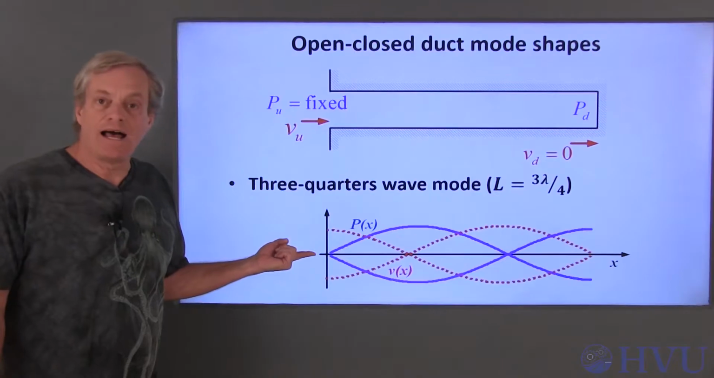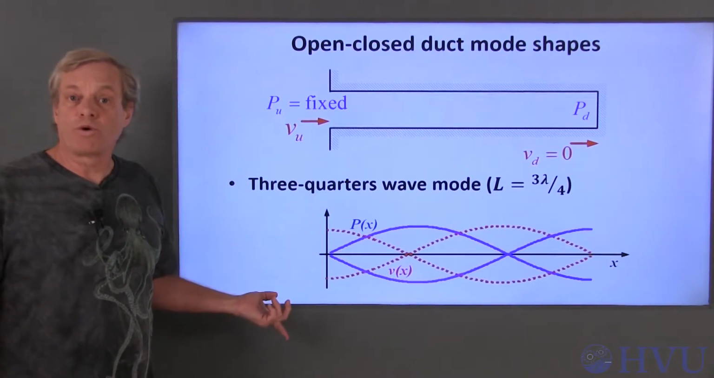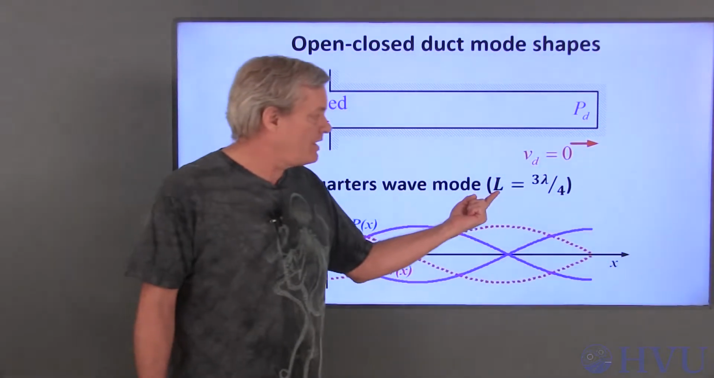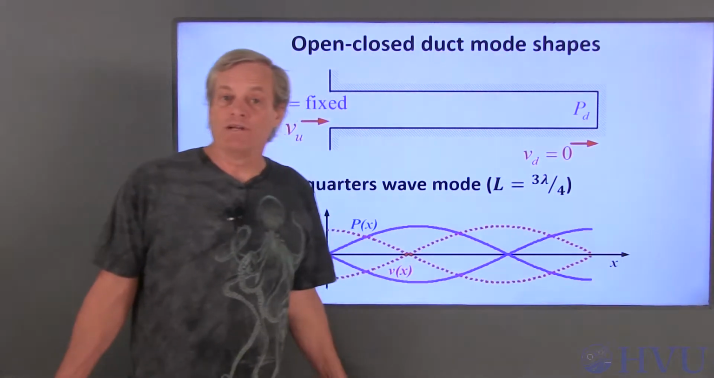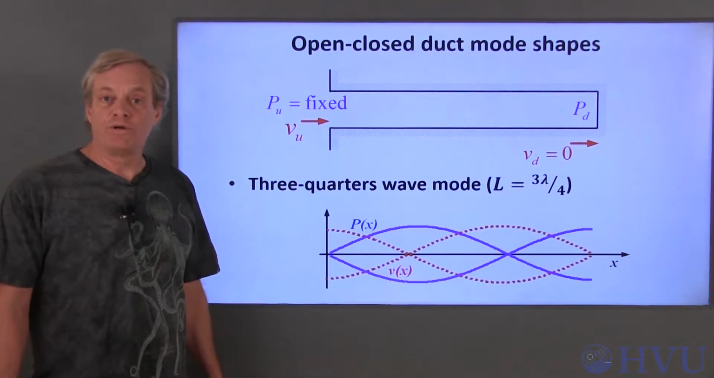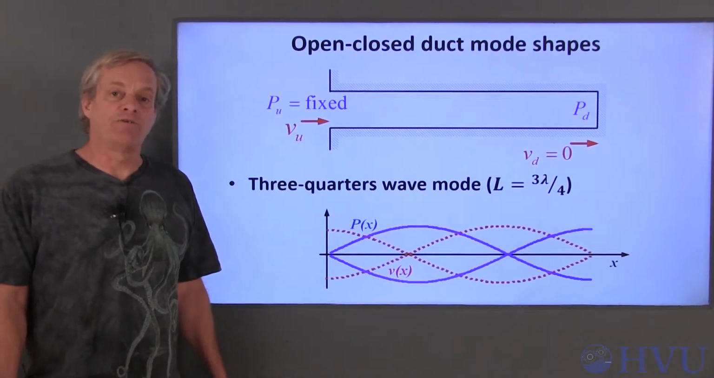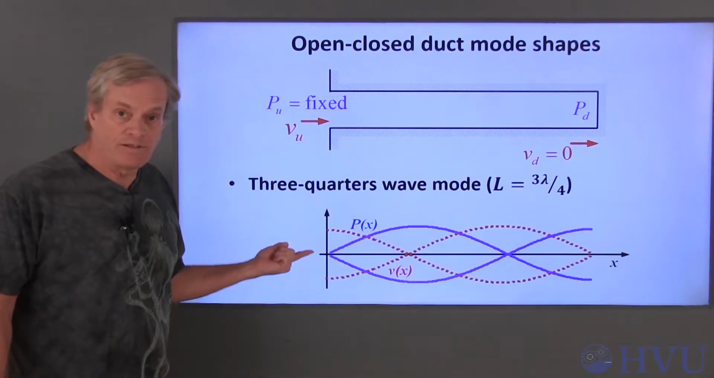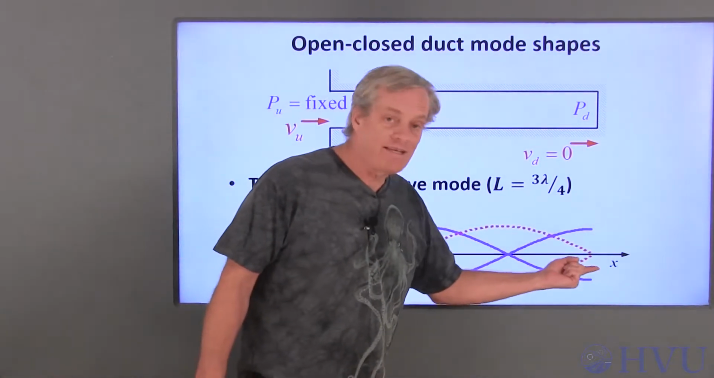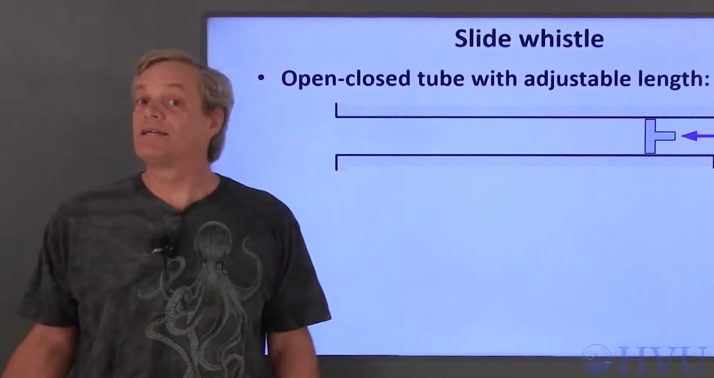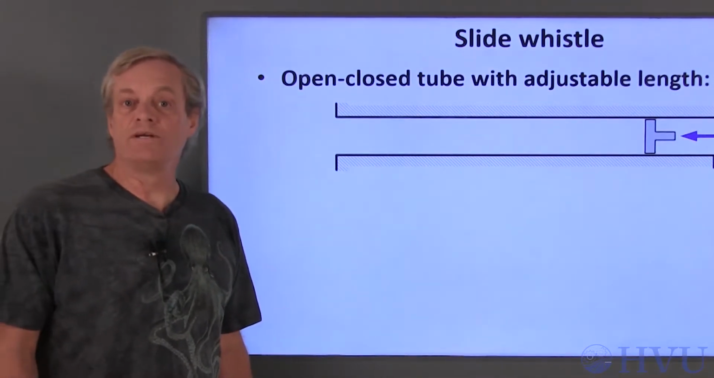This is the next highest mode of the duct. It's a 3/4 wave mode, since the length of the duct is 3/4 of the wavelength. Again, the pressure mode is shown in blue and the velocity in red. Both modes satisfy the boundary conditions of no pressure fluctuations on the left and no fluid velocity fluctuations on the right. A slide whistle acts like an open-closed duct.